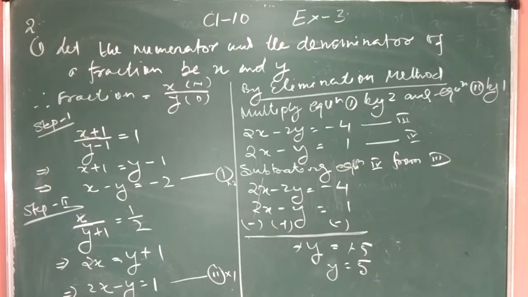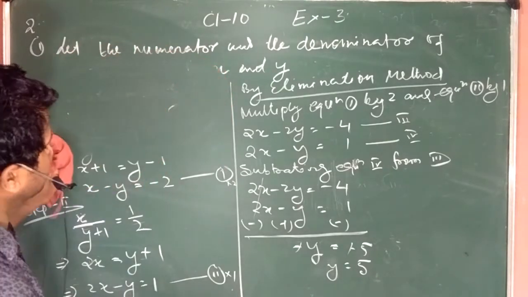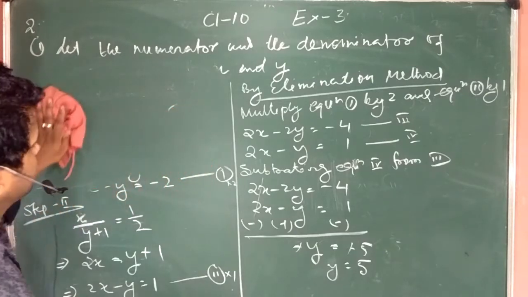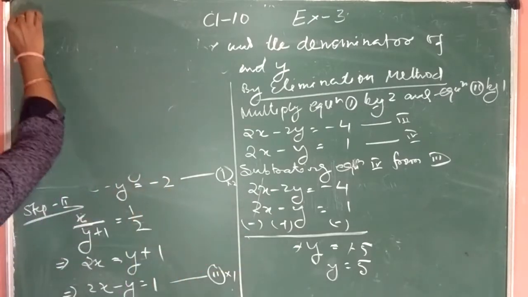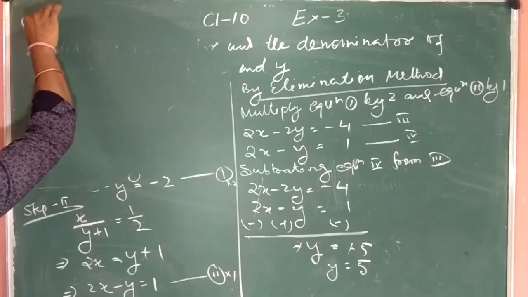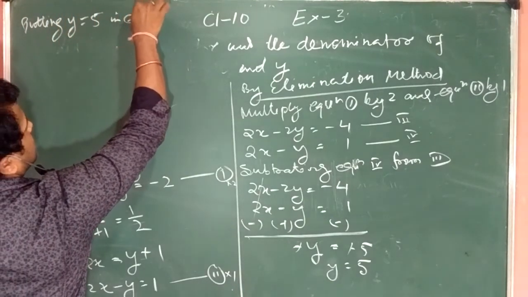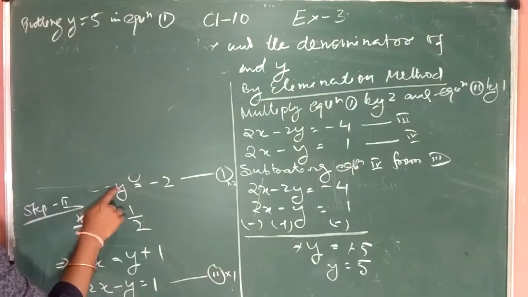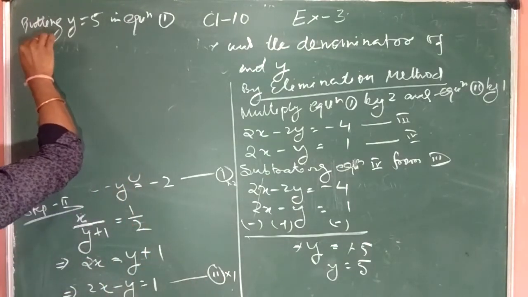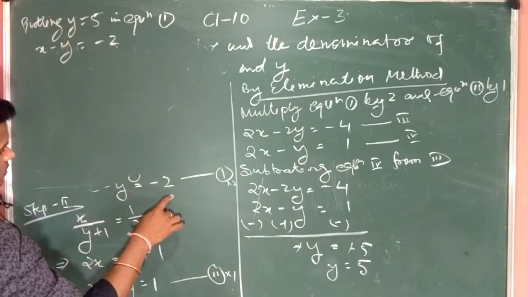But still we need to find x. Let me rub this out. The last part I will do here. Now putting y is equal to 5 in equation 1. You can use equation 2 also, your wish. Equation 1 is what? x minus y is equal to minus 2.